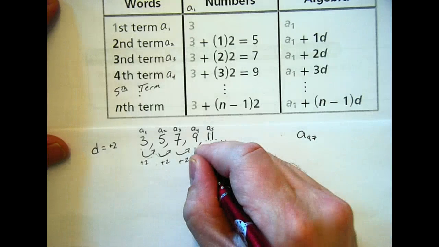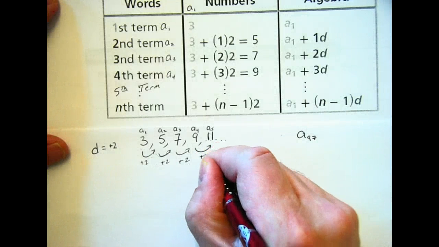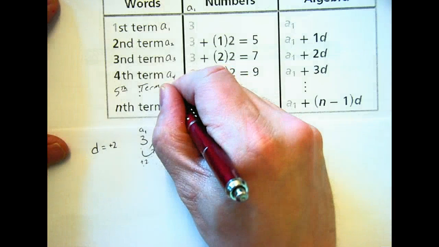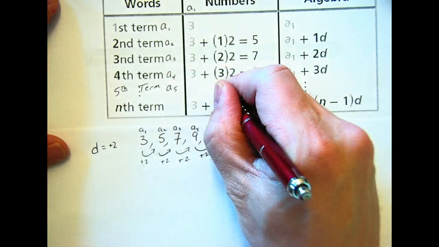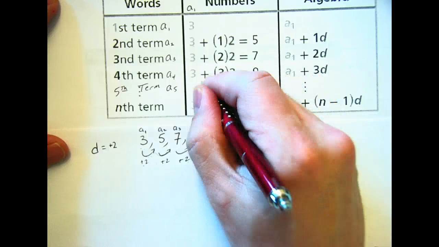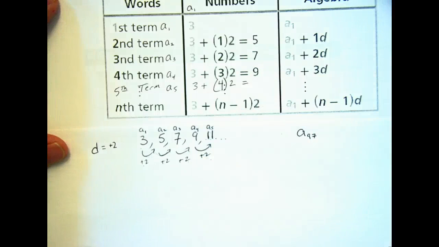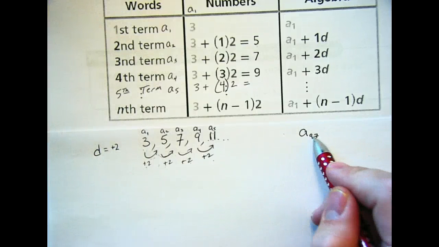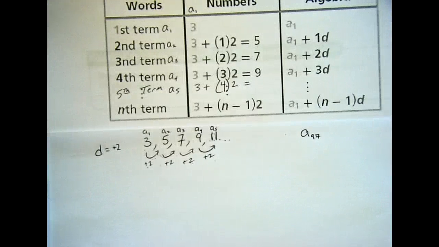How many twos am I adding to my first term? Four twos. A sub 5 added four twos. How many is A sub 6 going to add? Five twos. How many is A sub 7 going to add? Six twos. How many is A sub 97 going to add? 96 twos.